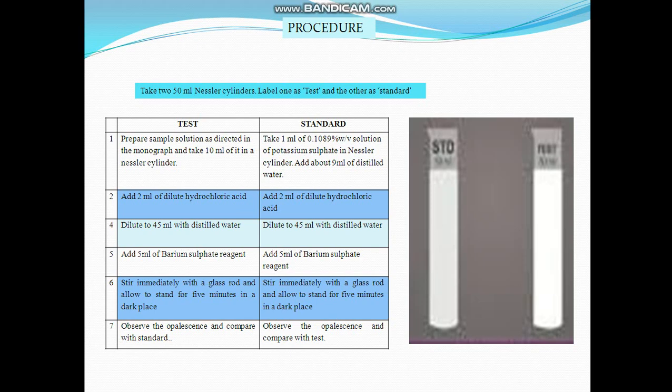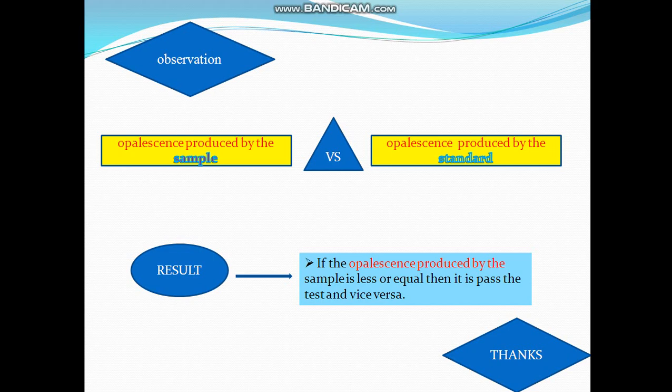The opalescence or turbidity produced by this solution depends upon the amount of sulfate present in the sample. That means if the sulfate is more, it will give more turbidity. If it is less, it will give less turbidity. So by comparing the opalescence produced by the sample with opalescence produced by the standard, we can determine the result. If the opalescence produced by the sample is less or equal, then it passes the limit test. If the opalescence produced by the sample is more than the standard, then it will fail the limit test.